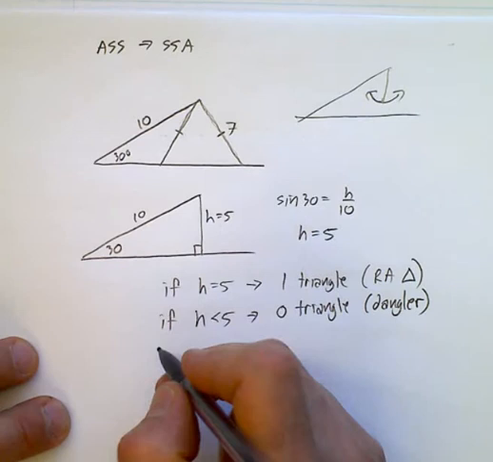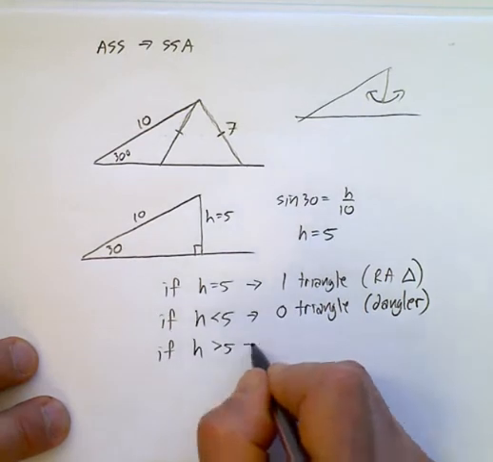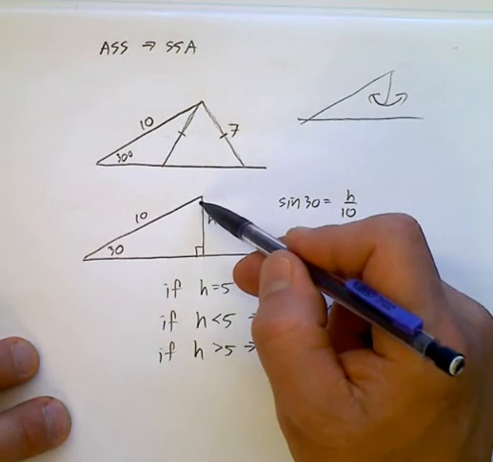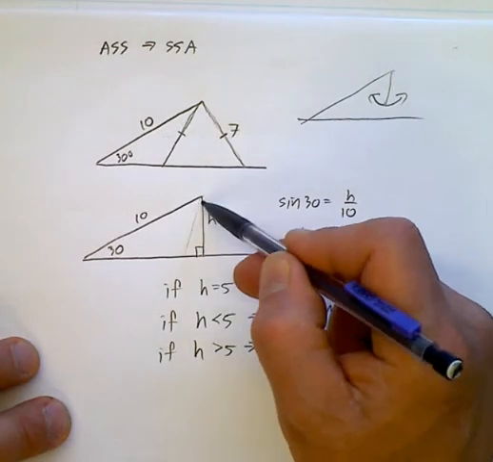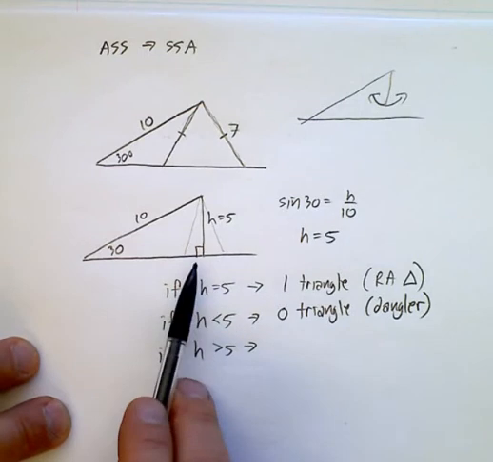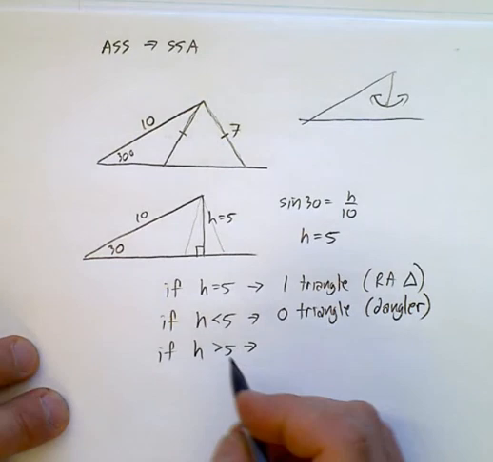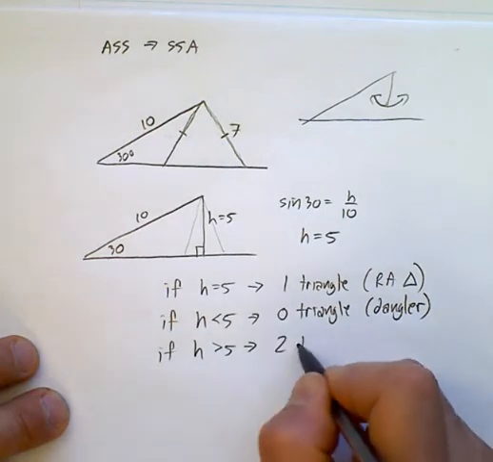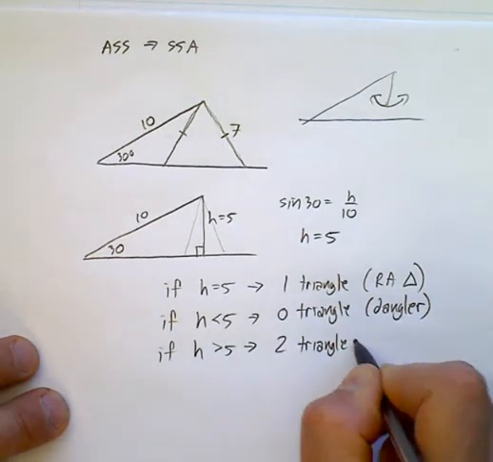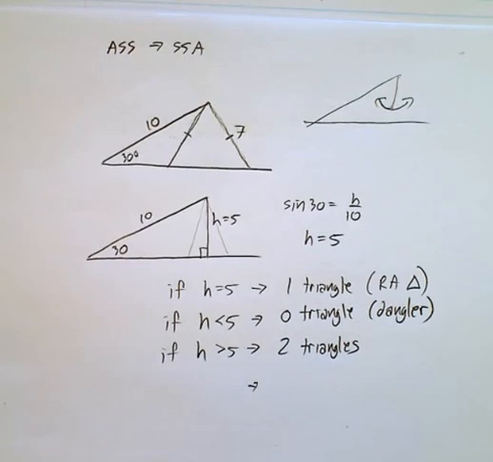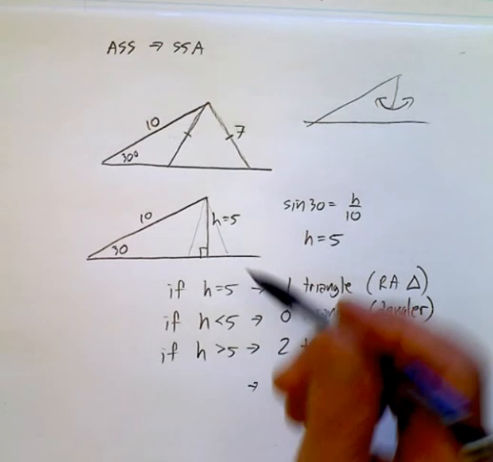And what about if h was greater than 5? Well, if h was greater than 5, then you have a situation like this. You can squeeze it in either on this side or you can lay it out on that side. So if h is greater than 5, then you have two triangles. Now there's a certain point again beyond which you only have one triangle, and that's a little bit different. I'll explain that one to you. This h can keep getting bigger and bigger.